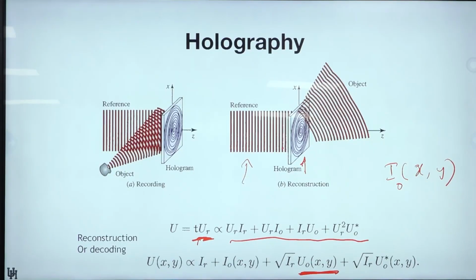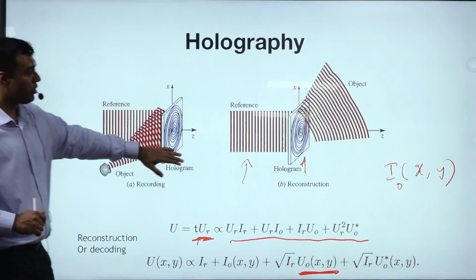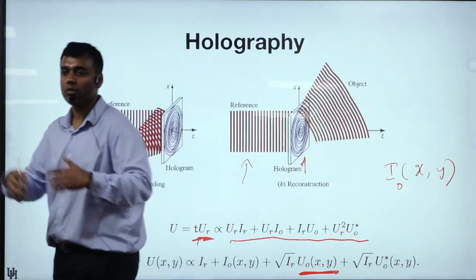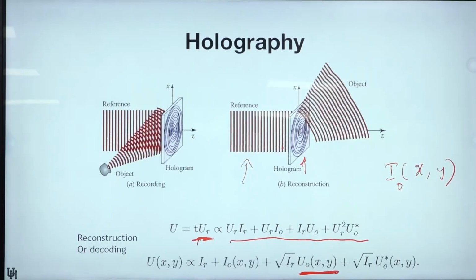Yeah. So if you take a camera and take a picture, what you will record is I0 of x comma y. So the intensity is measured, the phase is lost. But in holography, you get U0 of x comma y. So the field U0 is a complex number. It has the magnitude and an angle. So the angle has the phase information.